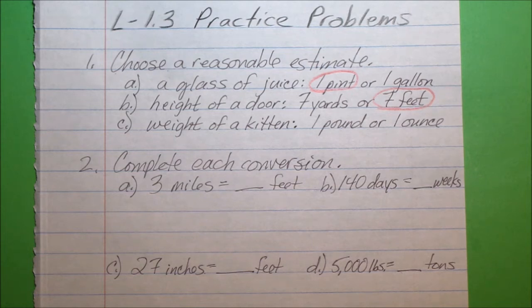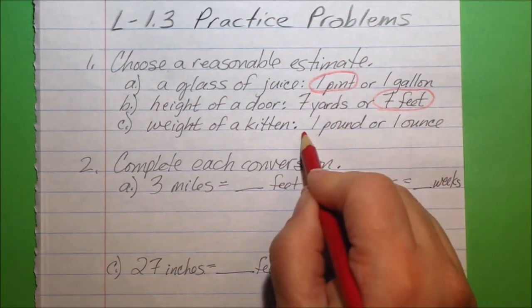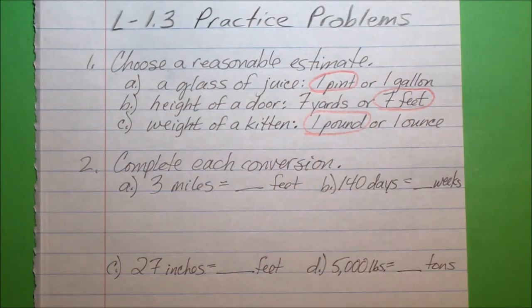Okay, now let's think of the weight of a kitten. A pound or an ounce? Well, an ounce would be something incredibly small. And while kittens are certainly very small, they're going to weigh in much more than an ounce. So 1 pound would be more reasonable for a kitten. All right, so let's complete each conversion.